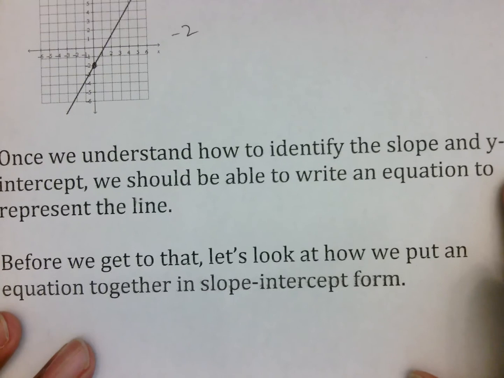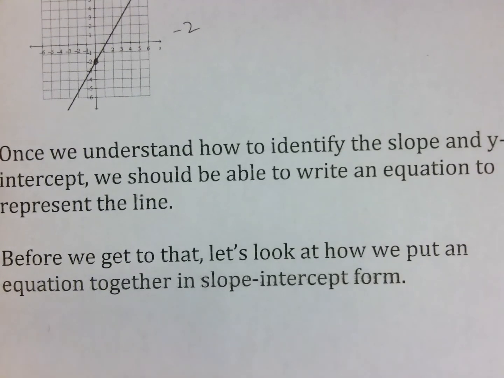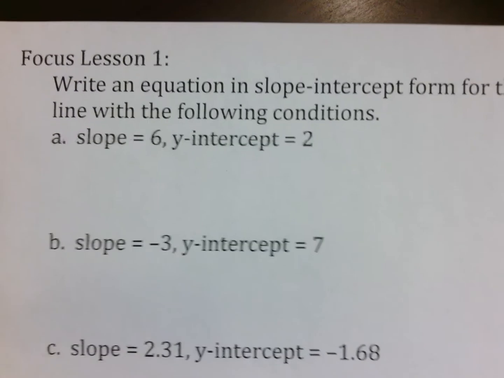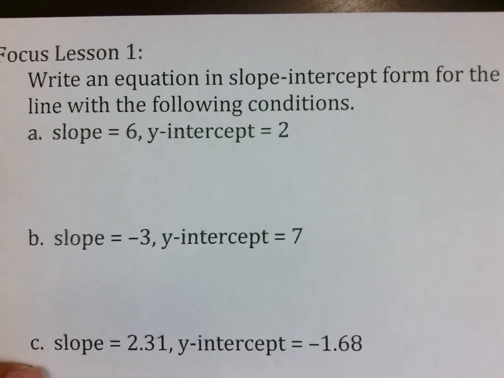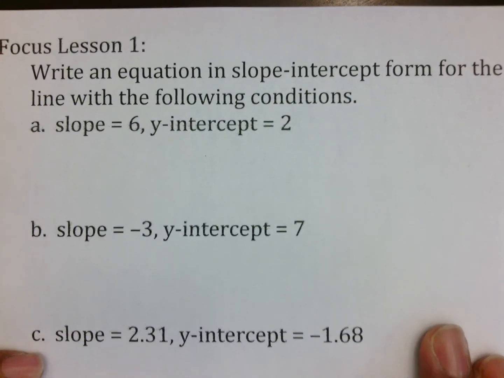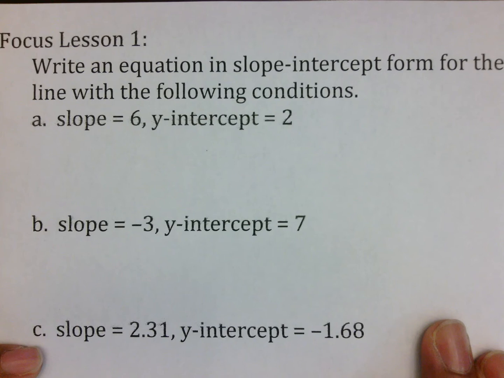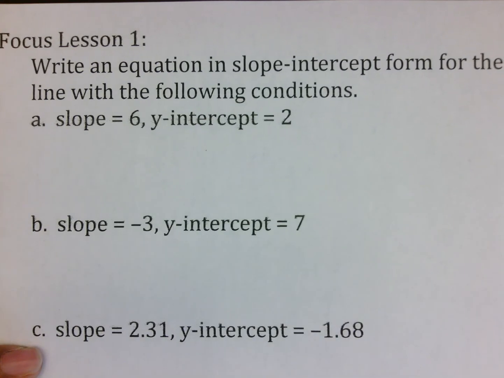And once we understand how to identify slope and the y-intercept, then we should be able to write an equation to represent the line. But before we get to that, let's look at how we put an equation together in slope-intercept form real quickly. That way, whenever we get to it, we'll know what's going on. So watch these problems. If anything pops up that you don't understand, bring your computer up to me or to one of the teachers, or raise your hand, and we'll go from there.